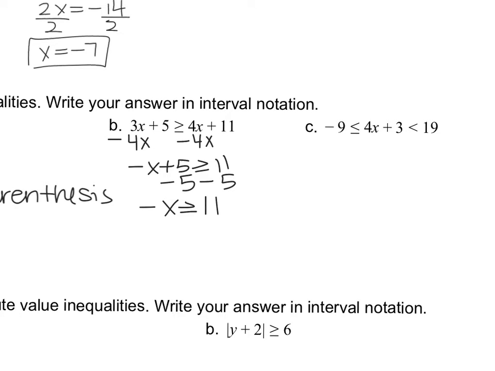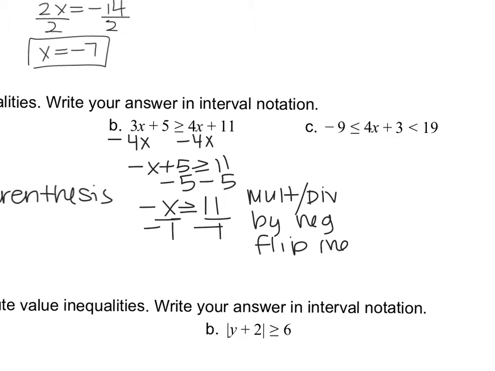Can't have a negative in front of x, so my last step is going to be to divide both sides by negative 1. Anytime you multiply or divide by a negative, you have to flip the inequality. So that means I'm going to get x less than or equal to negative 6.